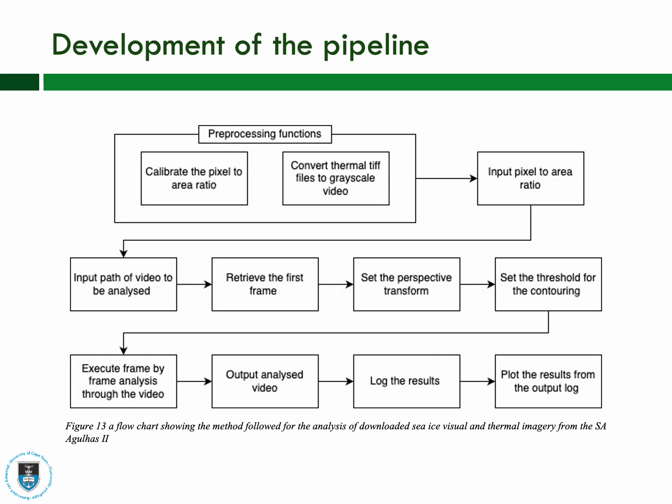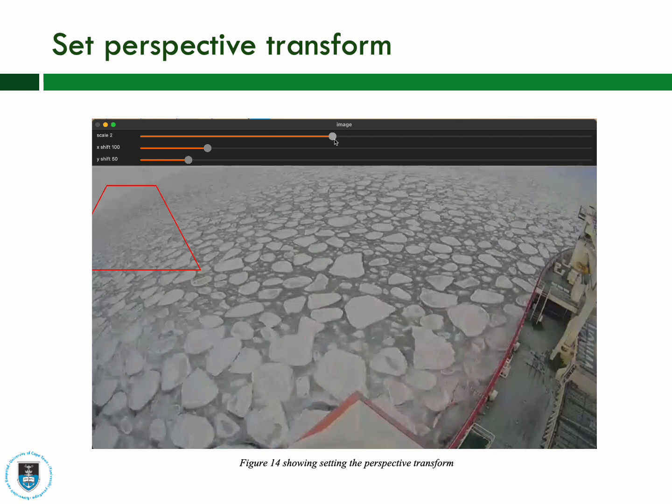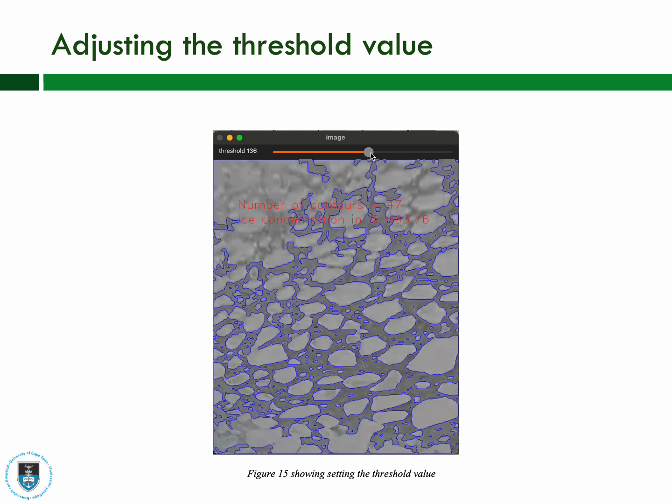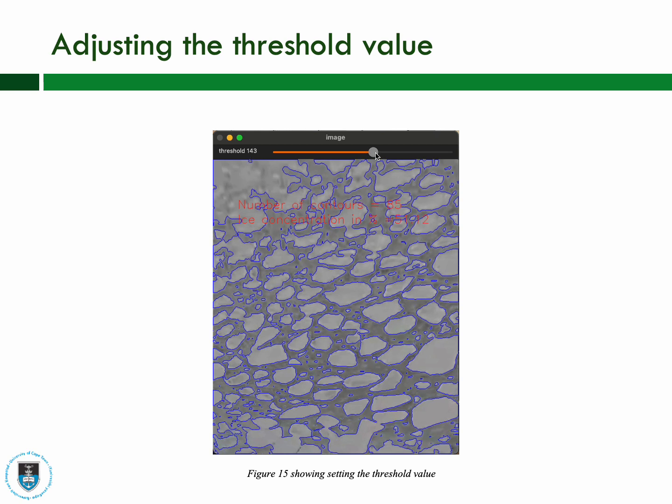Then you take your pixel to area ratio, you input it, you input the path of the video to be analyzed, you retrieve the first frame to get your metadata, and then you can set your perspective transform. So you can scale it to make it bigger or smaller, you can shift it horizontally, and you can shift it vertically. This allows for a more universal control. The next is to set the threshold, and this will be the value at which the program chooses and distinguishes ice from open water.